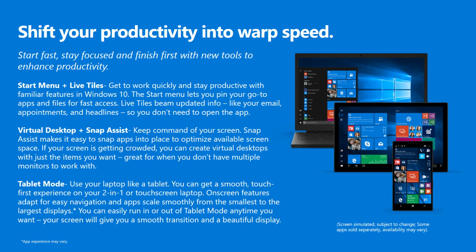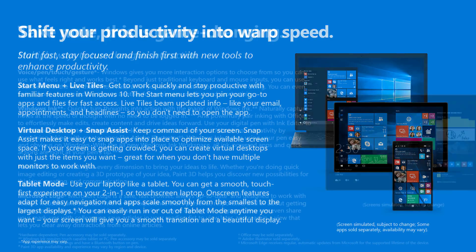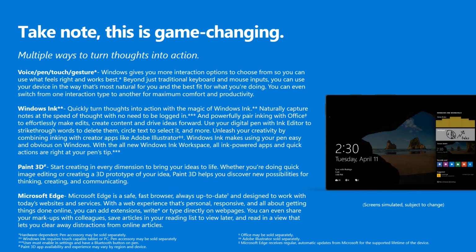Now, some of the enhancements to productivity here include things like the Start menu and the Live Tile enhancements. We've got the Virtual Desktop and Snap Assist capabilities, so hopefully you're already taking advantage of a lot of these. But also the tablet mode, so being able to switch in and out of tablet mode quite easily. So if you've got a convertible device, a 2-in-1 device, something with a detachable keyboard, being able to switch modes quite easily definitely makes this whole process a much richer user experience.